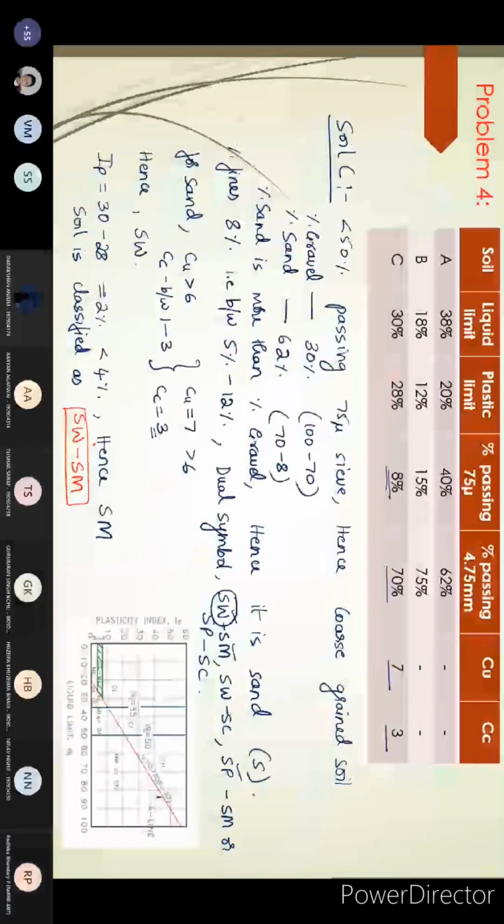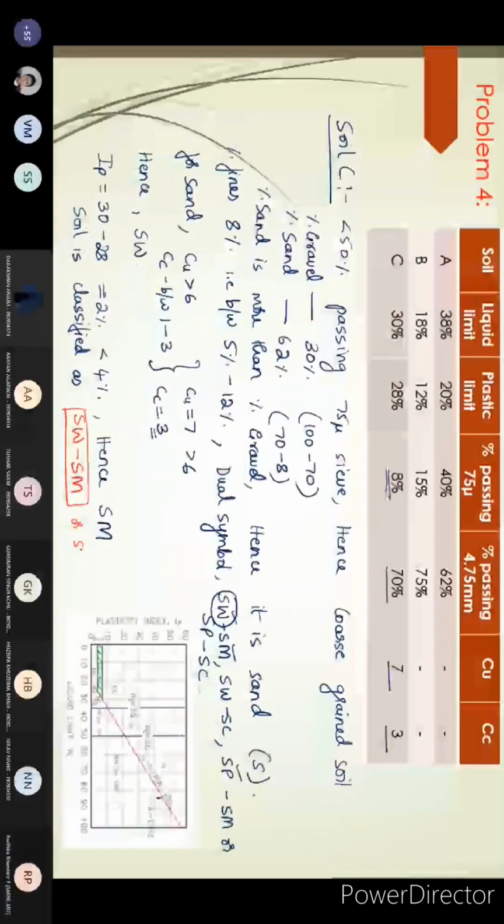Any doubts in this? Ma'am, here if IP would be say 5%. How much? IP would be 5%. If it would be 5%, then it will be SW-SM or SW-SC. Like that you have to write. Okay.